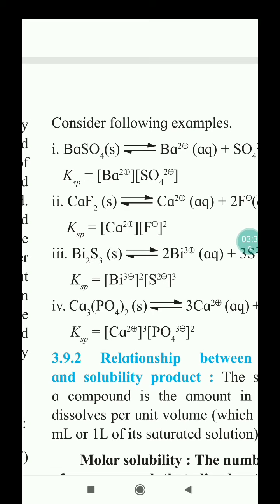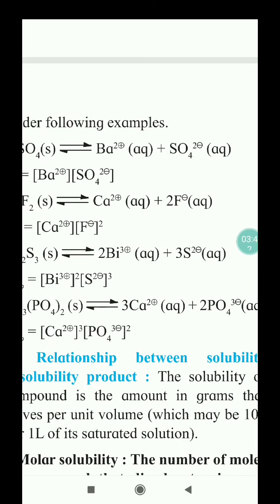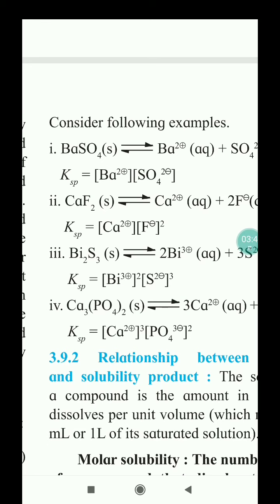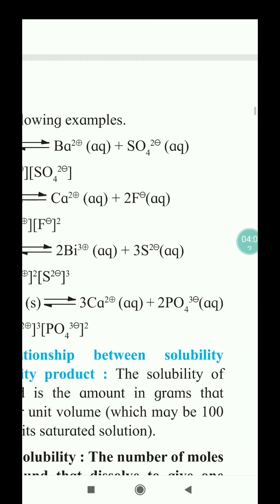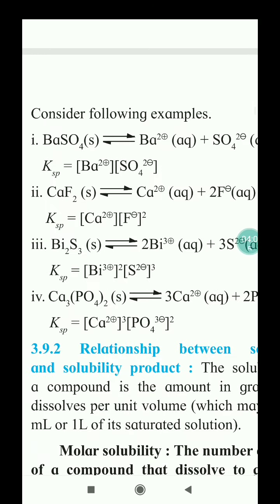Bismuth trisulfide, Bi2S3, gives 2Bi^3+ plus 3S^2-. So Ksp is equal to Bi^3+ ions raised to power 2 and sulfide S^2- ion raised to power 3. Similarly, in case of calcium phosphate, Ca3(PO4)2 gives 3Ca^2+ plus 2PO4^3-. So the Ksp is Ca^2+ raised to power 3 and PO4^3- raised to power 2.